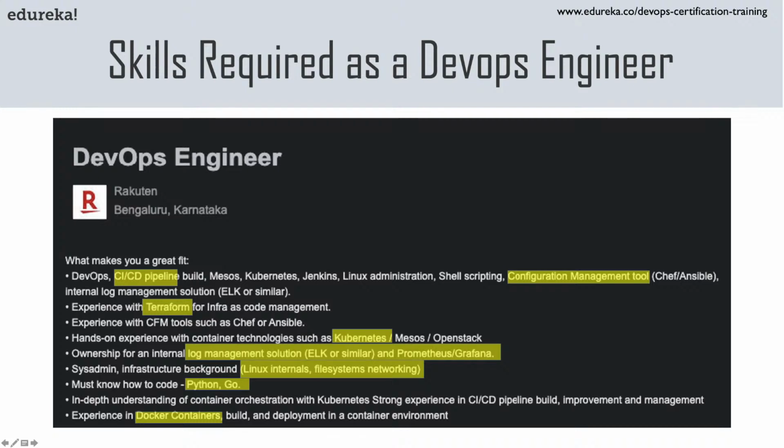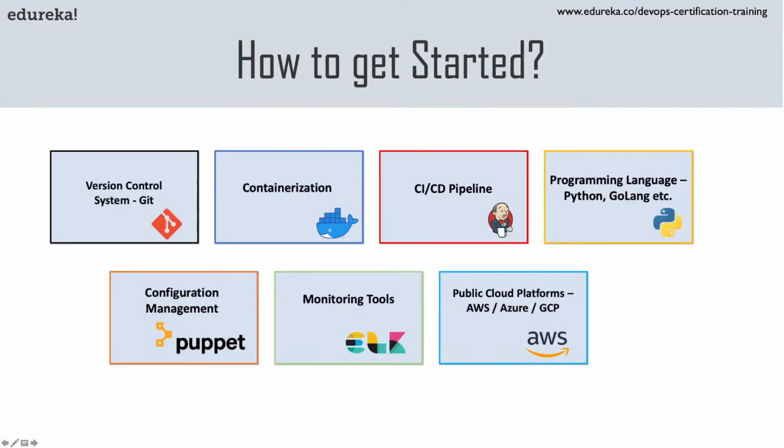So every DevOps engineer profile that you will have a look at, these are the skills that they will expect you to know. They will expect you to know version control systems. They will expect you to know containerization. They will expect you to know CI/CD pipelines, programming language, configuration management, monitoring tools, and a public cloud platform, which can either be AWS or Azure or GCP. Right. So these are the skills that you have to learn in order to get started with DevOps.